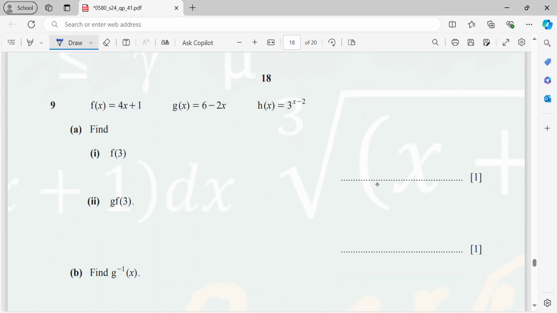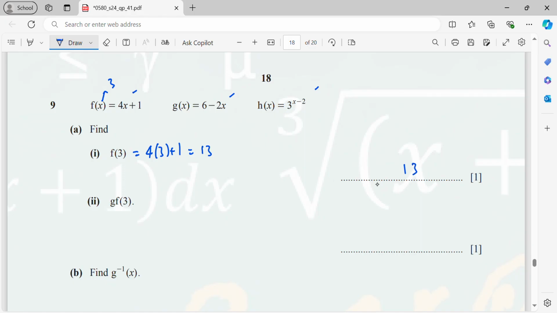Now, next question, number 9. Given f(x) is 4x plus 1, g(x) is 6 minus 2x, h(x) is 3 to the power of x minus 2. Calculate f(3). So f(3) means you just replace the x by 3. So I get 4 times 3 plus 1, 12 plus 1 is 13.